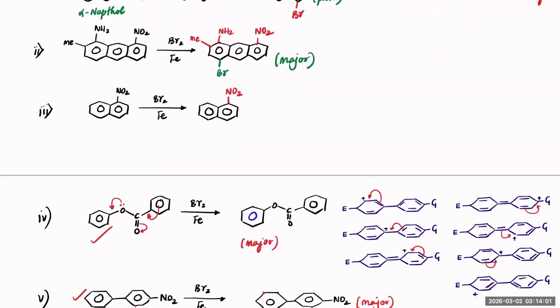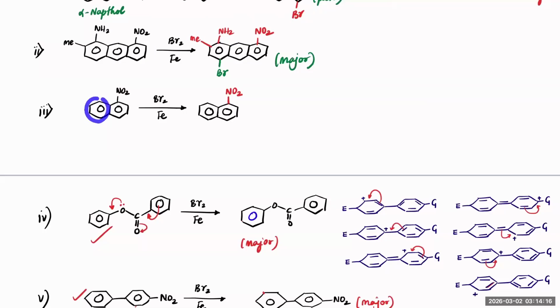This is the major product. And that is the only product you will get. It's not like we'll have major and minor here. In fact, that is the only product. The reason is simple: here ortho is occupied, here ortho is occupied.